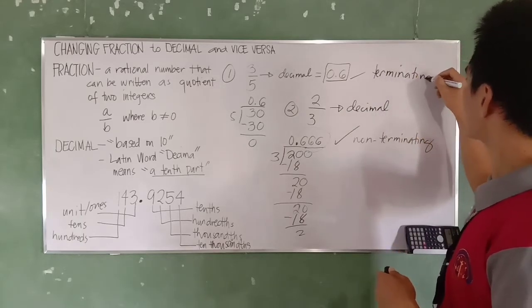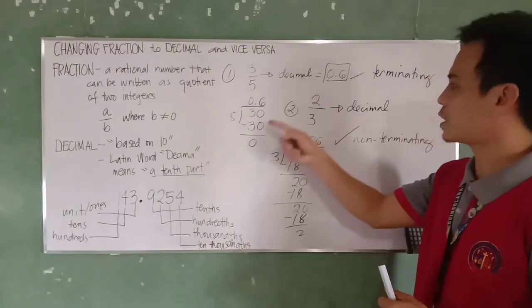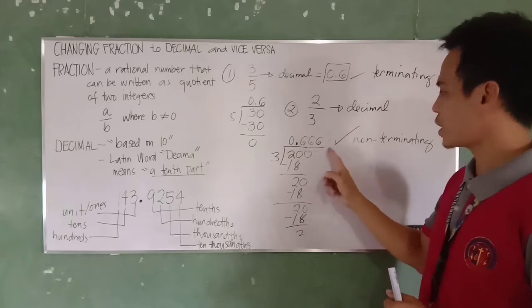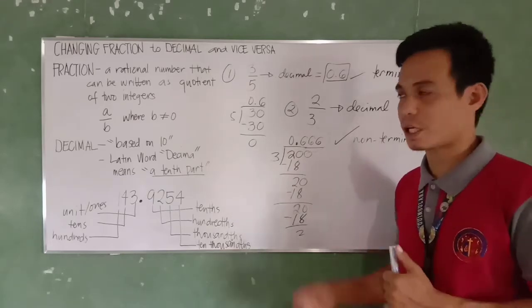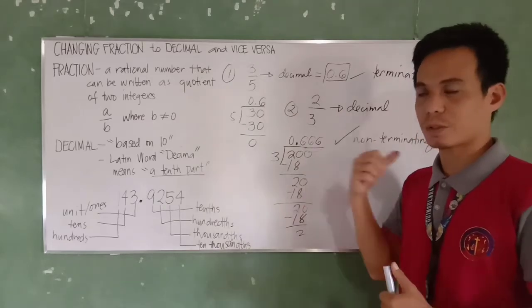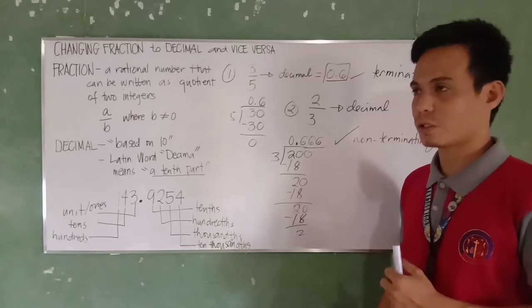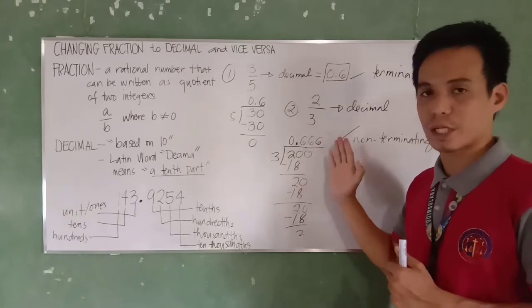Terminating decimal. Okay? Terminating. Ibig sabihin, nahinto siya. Yung ito guys is non-terminating. So meron kasing case na ganyan. Sa fraction kapag nag-divide ka into decimal point, so meron case na hindi siya tumitigil. So in that case, pwede ka nang huminto dyan.